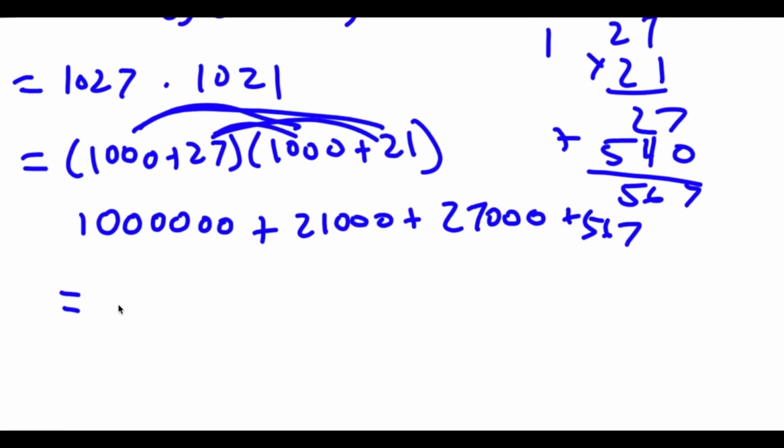So now this is going to be equal to 21,000 plus 27,000, which is 48,000. So 1,048,000 and 567.